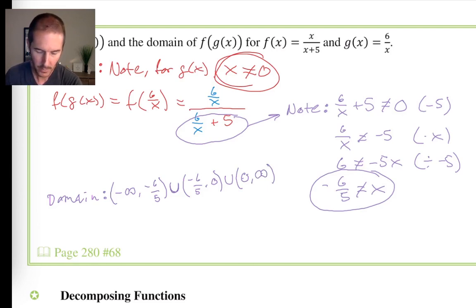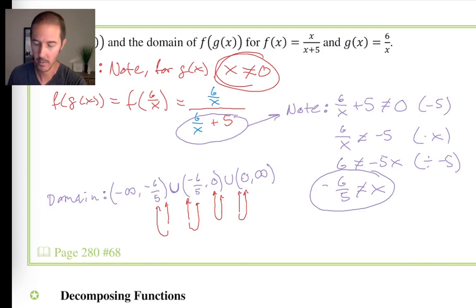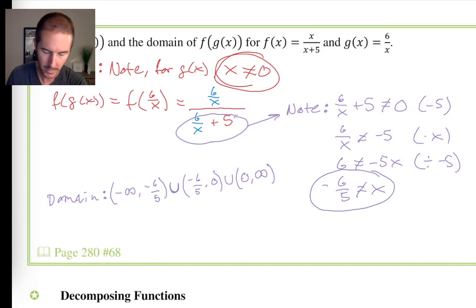Remember that these parentheses mean that we're excluding the values that are right next to them. So the parenthesis here excludes the value of negative 6/5, excludes 0. So we are indeed leaving them out, even though those numbers are written there. And that is your solution in interval notation. That's your domain.